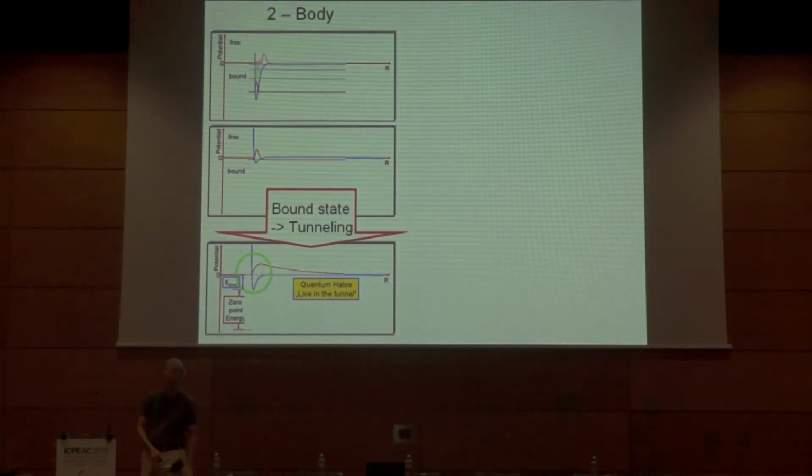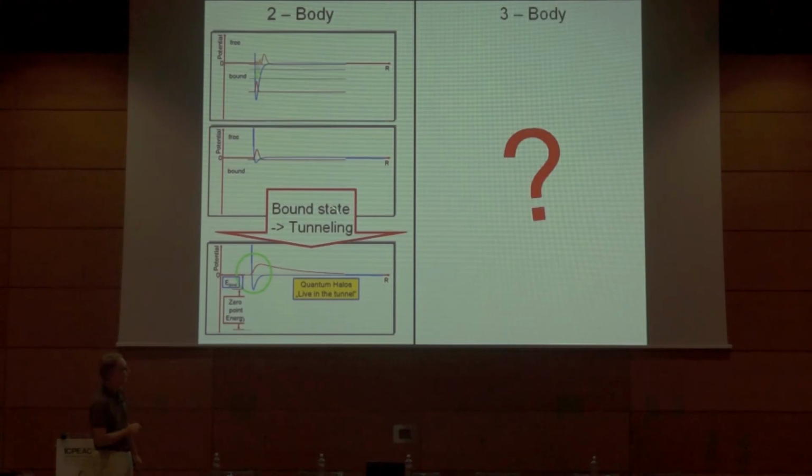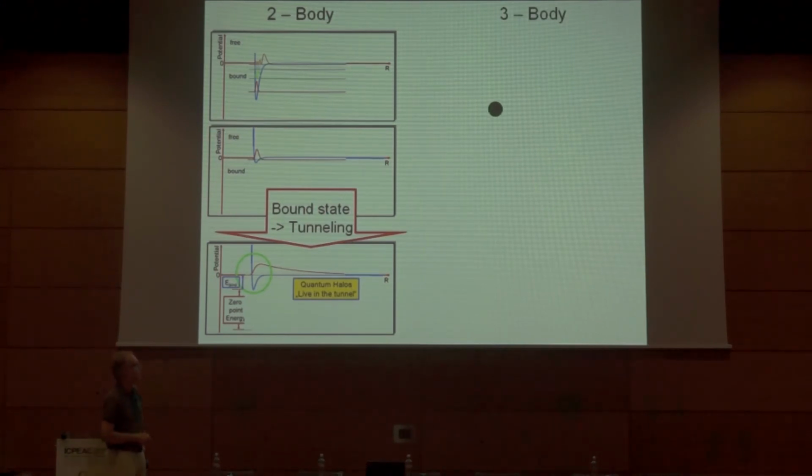It's very simple. Remember what I told you about two particles. As we decrease the bond from here to here, what happens is that before the last bound state disappears, it tunnels to infinity. But there is always only one state at the end, which then disappears. How do we take this scenario now to three particles?